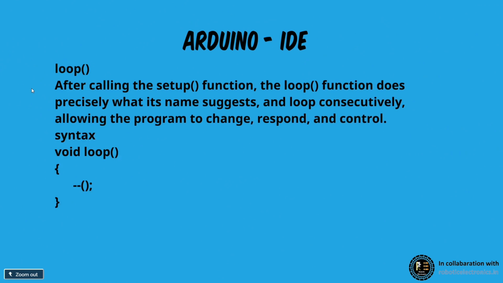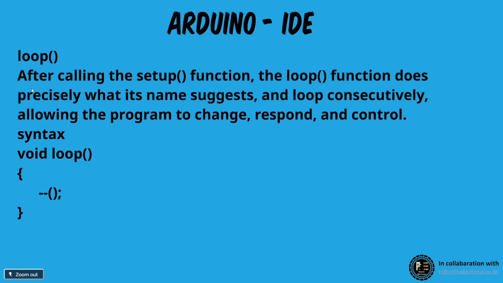Next, we shall look at the loop. After calling the setup function, the loop function does precisely what its name suggests, looping consecutively, allowing the program to change, respond, and control. This is the syntax of loop: void loop. Inside the loop function, we write different functions and statements as per our wish, according to the program that is given to the microcontroller. The setup function runs once when the program is started, but the loop function is repeated multiple times, continuously looped.